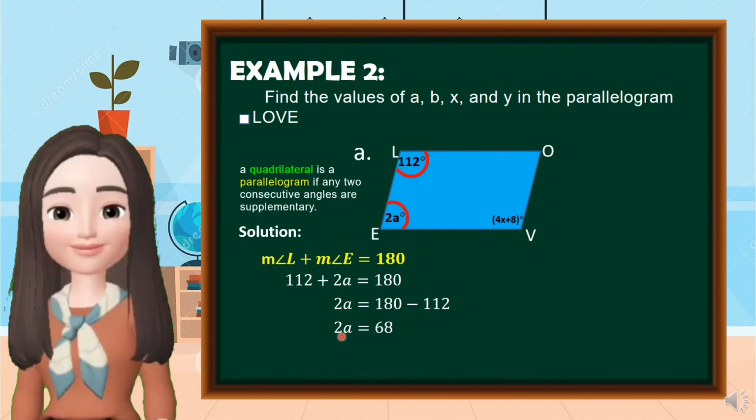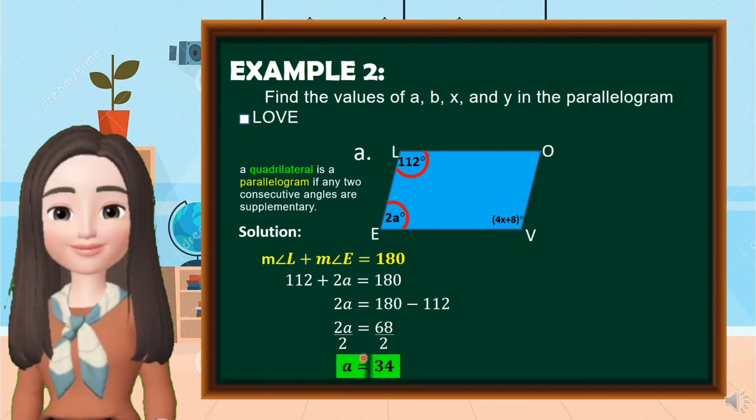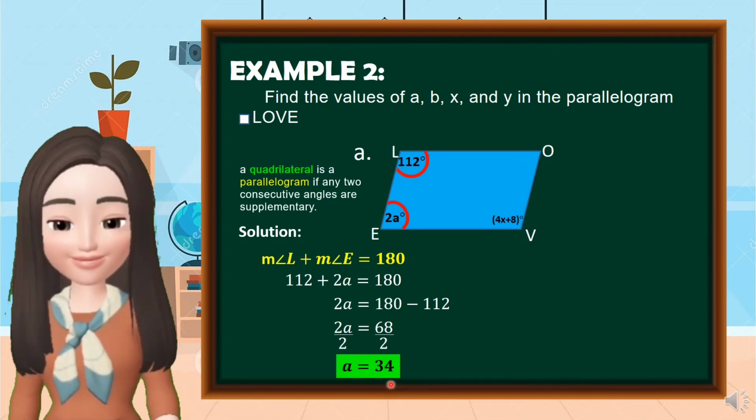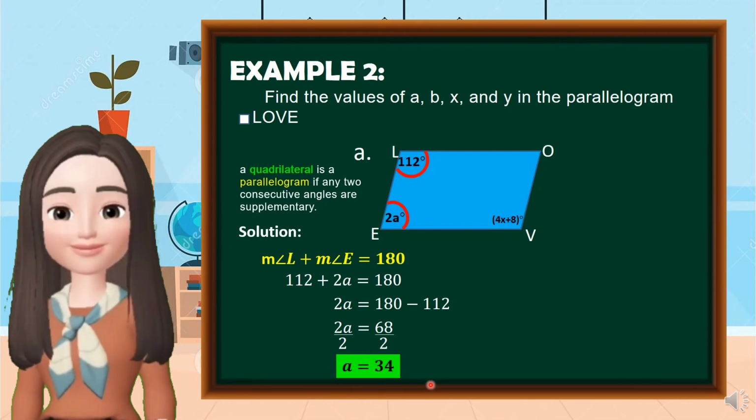A lang, walang 2. Ano? Wala yung numerical coefficient, dapat 1 lang. Ano? So, let us divide both sides by 2. Dividing both sides by 2, we can cancel out 2. So, 2a divided by 2 is a. 68 divided by 2 is equal to 34. So, therefore, a is equal to 34. Okay, maliwanag po ba doon? Alright. So, na-solve na natin si a.